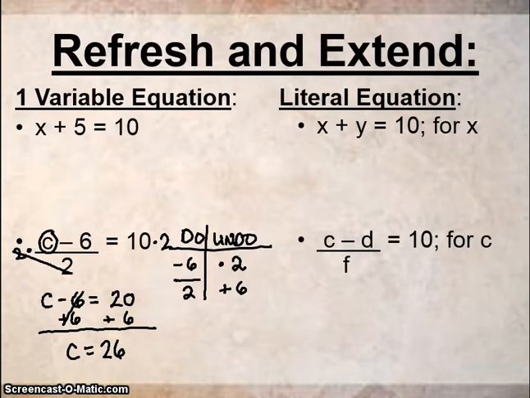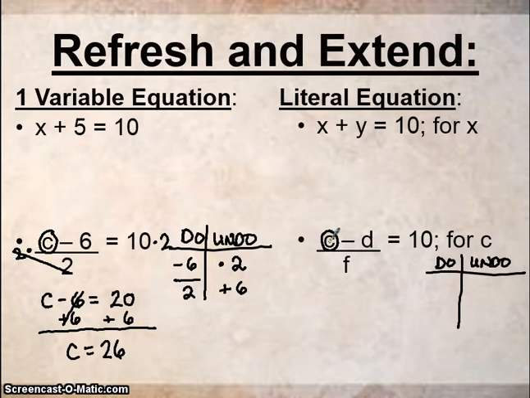Now, let's look at a literal equation with the same layout and look at how we can create a do and undo chart for this situation. So we have c minus d divided by f is equal to 10. Just like we had c minus 6 divided by 2 equals 10. All I've done is replace these two constants with variables. Now, our do and undo chart is going to look very similar because the same operations exist in both. We are again trying to solve for c.